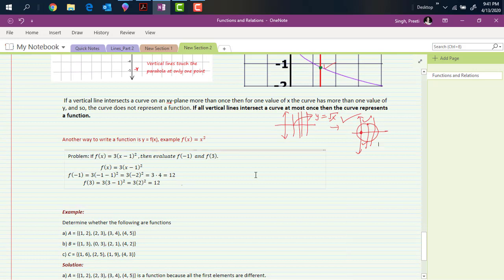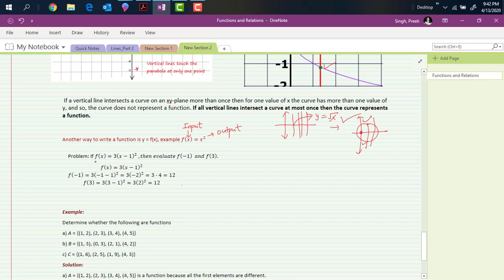Couple of other notes. Another way to write a function is using the f notation. f of x equals x squared. For example, y equals f of x. So this is your input right here, and your output or the rule is x squared. Whatever you input, your output will be x squared.